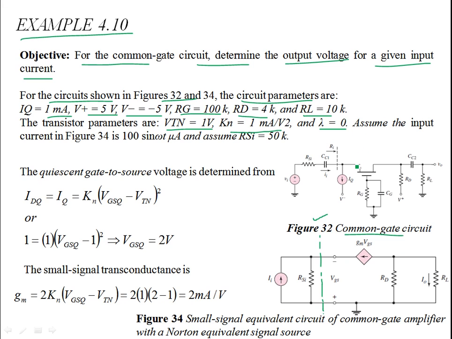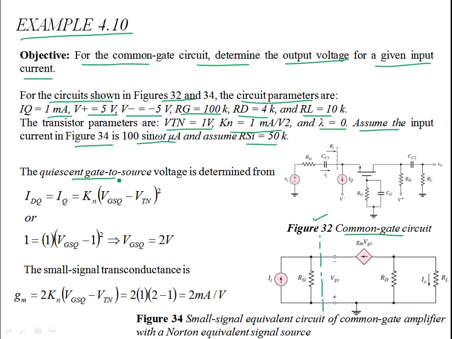Okay, so basically your output transistor resistance is an open circuit. So assume the input current in figure 34 is 100 sine omega t microamps, and RSI is 50K. So RSI is given as 50K. II is given as 100 sine omega t.